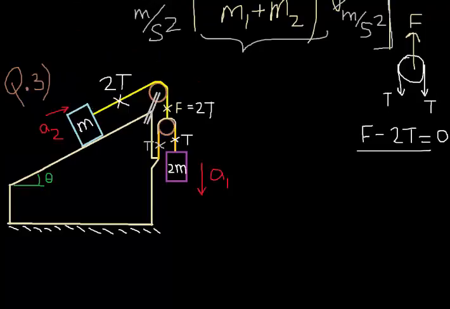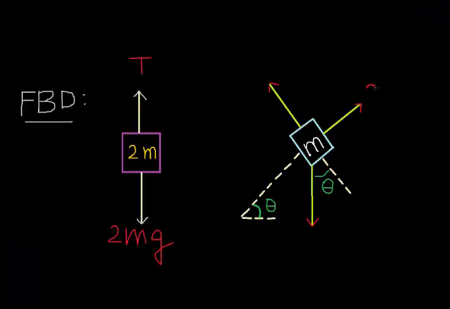Now for this block on the wedge, there are three forces. The first one is due to the tension in the wire. The second one is the normal contact force due to the surface of the wedge, and the third one will be a gravitational pull of the earth. So this force parallel to the surface of wedge is 2T, and this force normal to the surface of wedge is the normal contact force N. The third force is the gravitational pull due to the earth, which is mg.